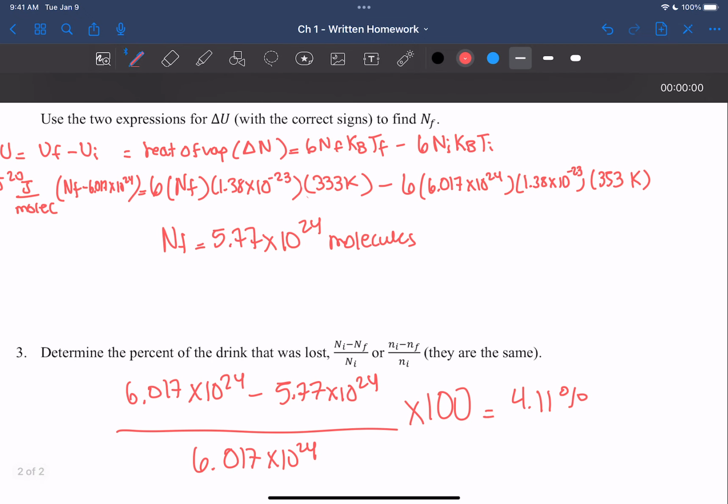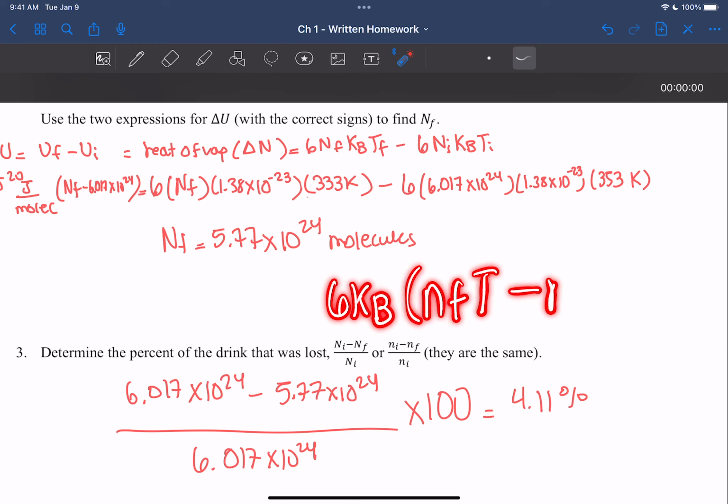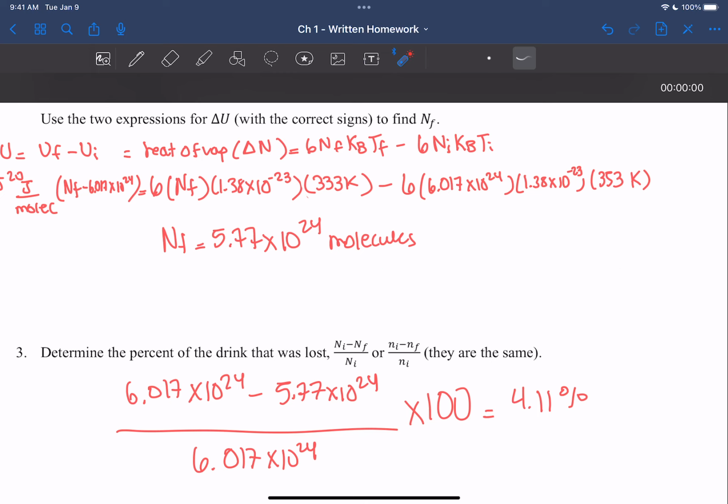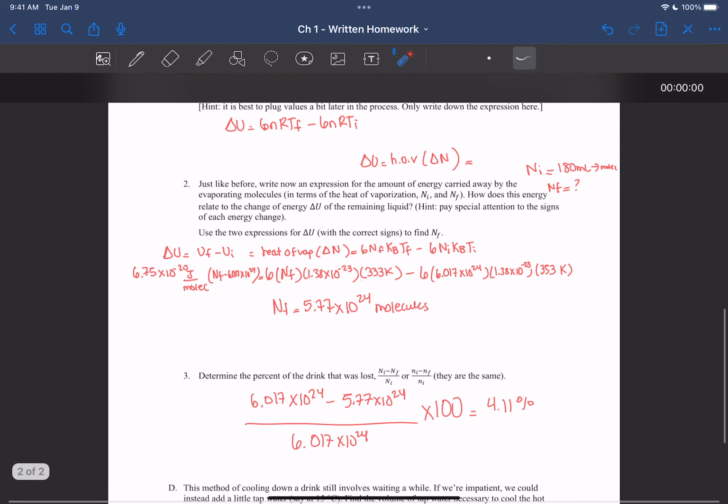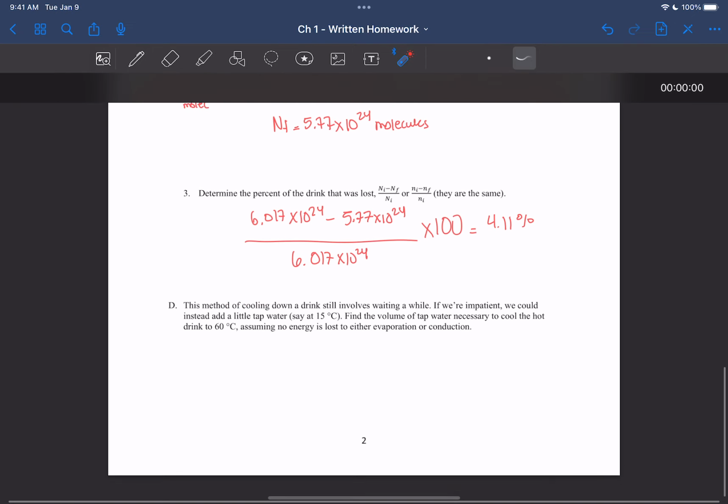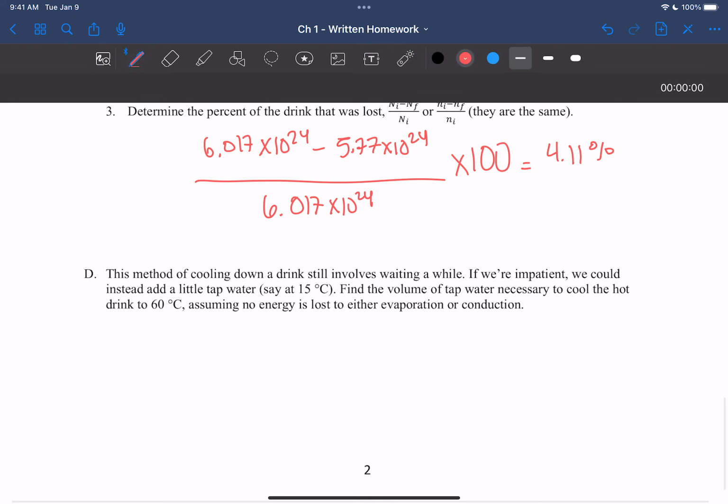Yeah, you can simplify it in the sense that you can say 6 kB, and then NFTF minus NITI if you want to do it like that. That also works. That might clean it up a little bit. Yep, for sure.